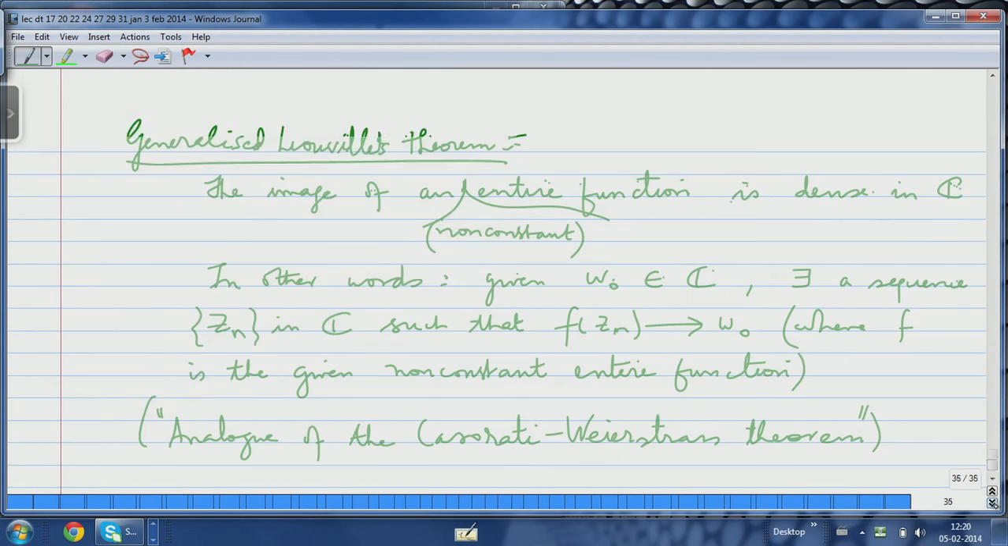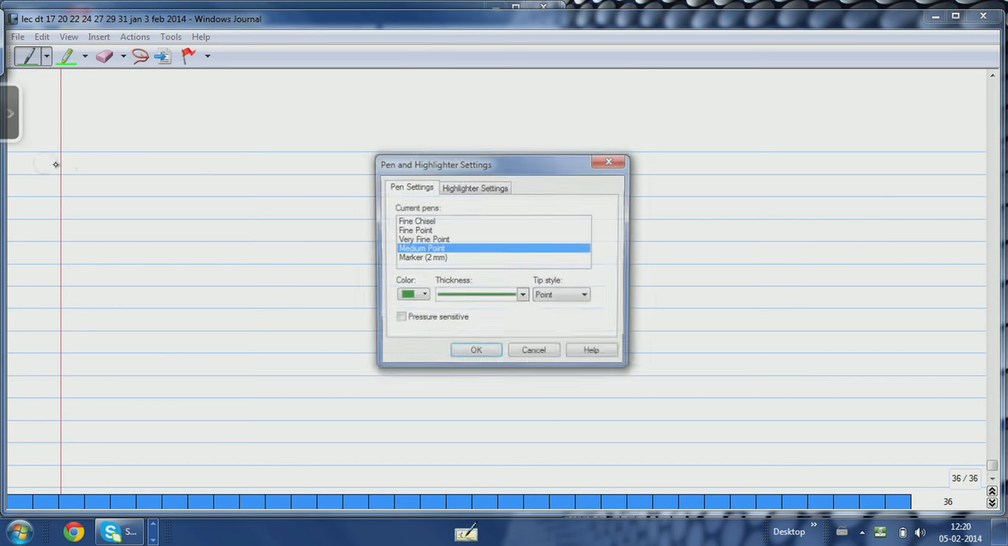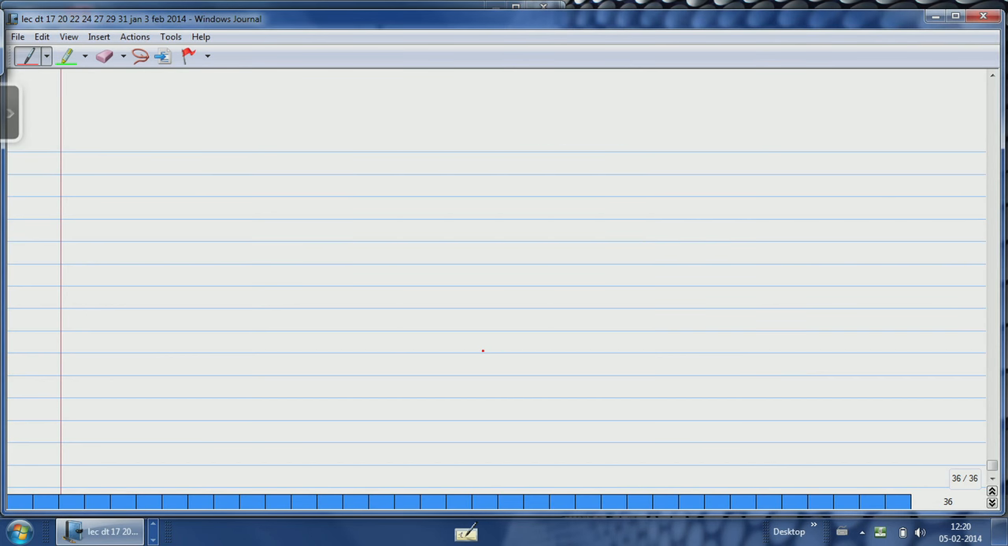What I want you to understand at this point is that the statement of the generalized Liouville theorem is similar to the statement of the Casorati-Weierstrass theorem, and these are both weaker versions of the stronger theorems. The stronger version of the Casorati-Weierstrass theorem is the big Picard theorem. The stronger version of the generalized Liouville theorem is the little Picard theorem. Now let's try to prove it. The proof method is exactly the same as for the Casorati-Weierstrass theorem. You prove by contradiction. You assume that there is a value which the function doesn't come close enough to, and then prove that the function is a constant, and you're done.